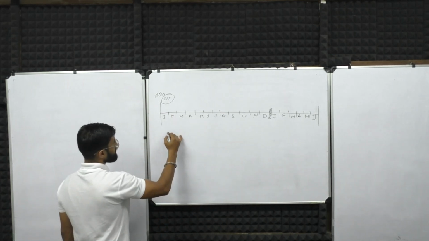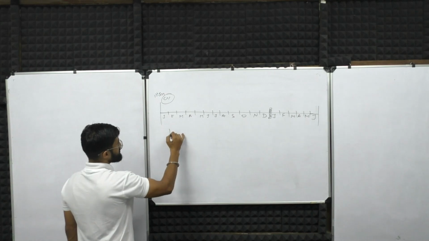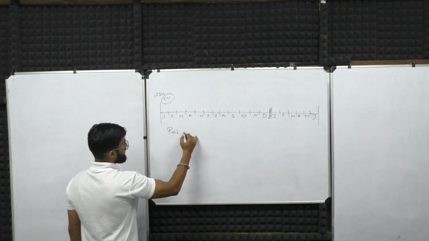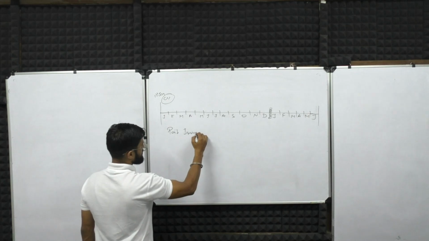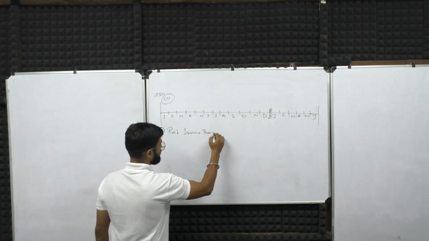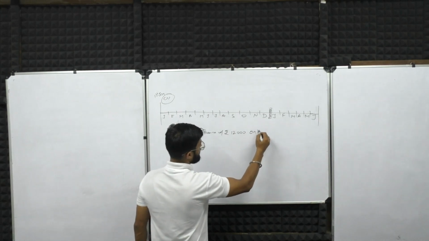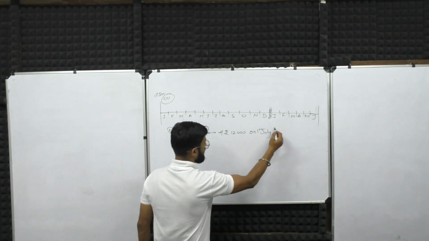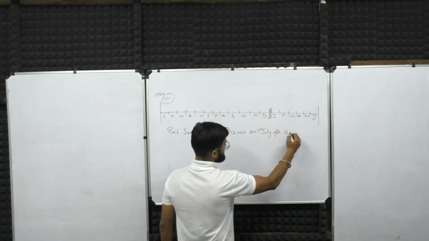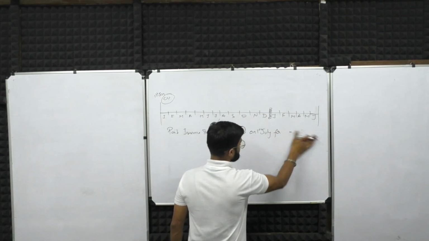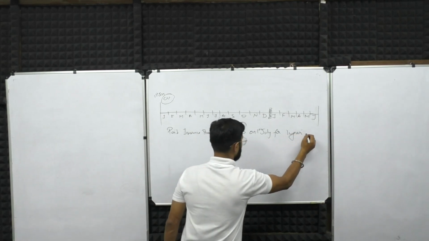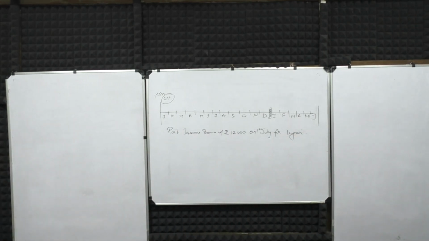Let's say we paid insurance premium of rupees 12,000 on 1st July for 12 months, for 1 year.